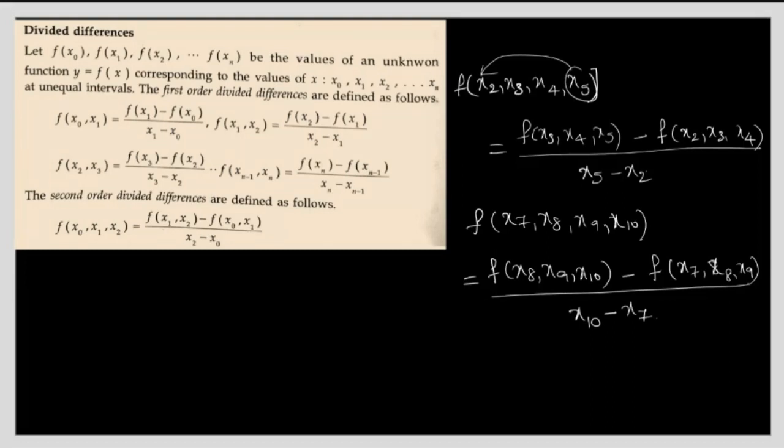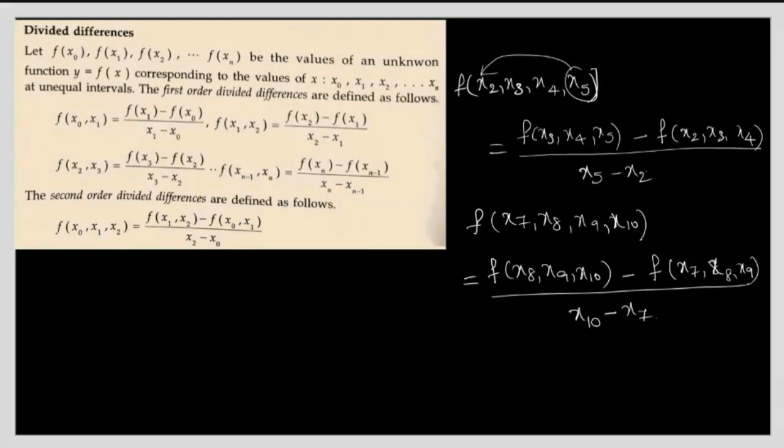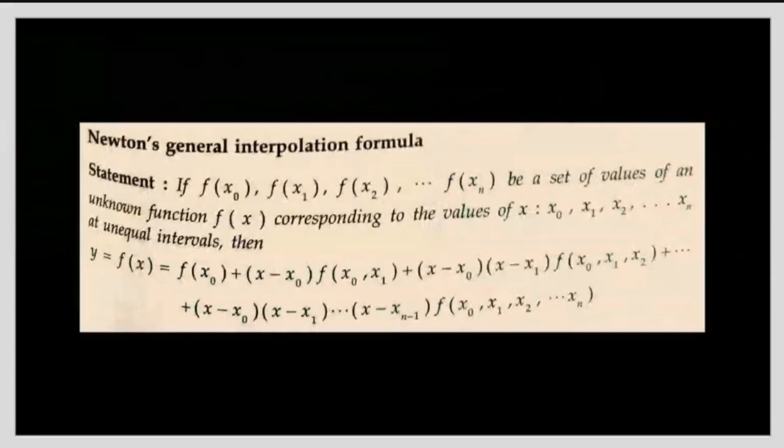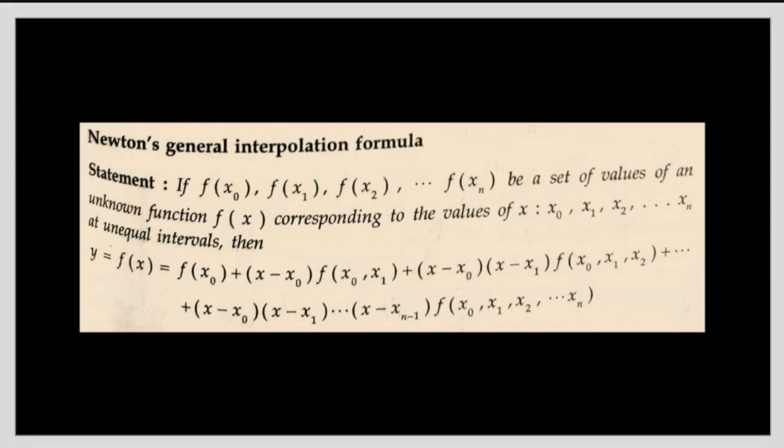Once you understand these differences, we will form the table like the previous forward difference table we used to run. Like that we will fill the table by using this divided difference, and we will follow this interpolation formula, which has its own name, Newton's general interpolation formula. The previous two formulas are Newton's forward interpolation and Newton's backward interpolation.